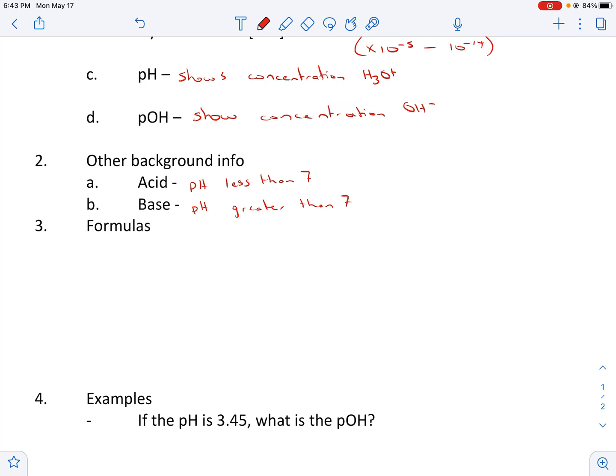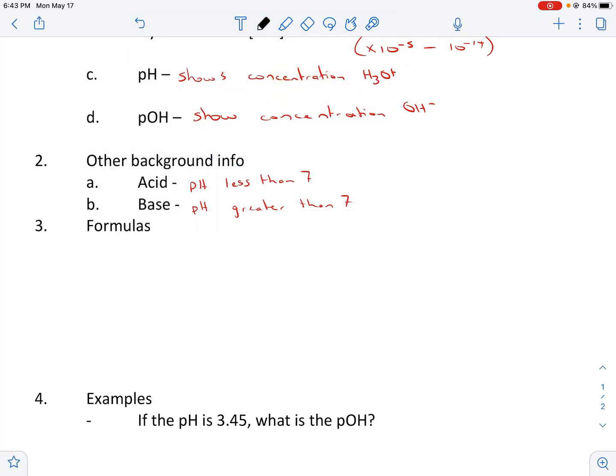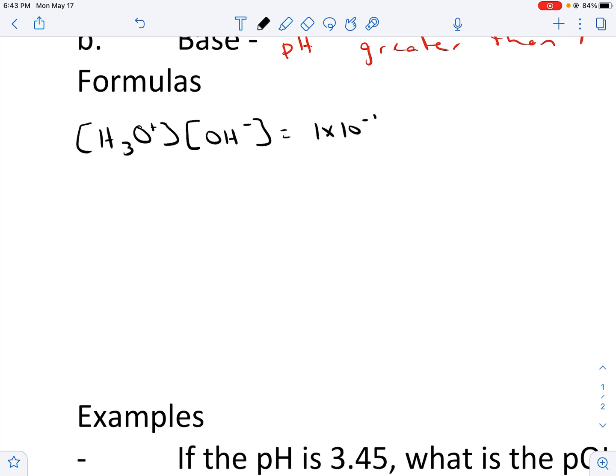Now we need some formulas. These are very important formulas, and they're the ones that we're going to use a lot. So please make sure you get these correctly. Our first formula is H3O concentration times our hydroxide ion concentration is equal to 1 times 10 to the negative 14th. So we're going to be using our EE button on that. Our next formula, pH plus pOH is equal to 14.